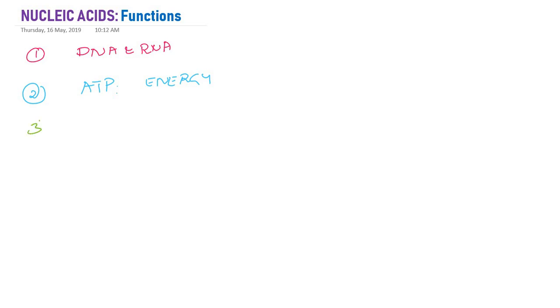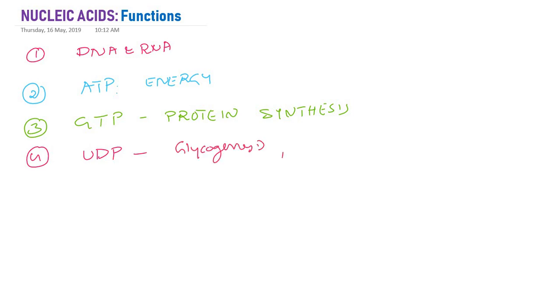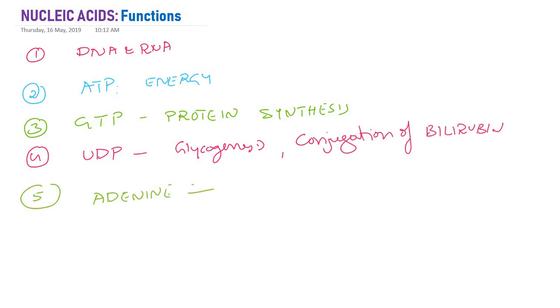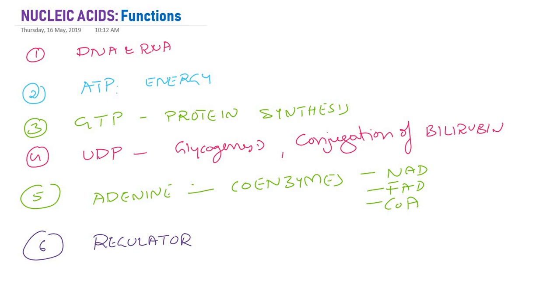We have GTP, which is required for protein synthesis. We have UDP, uridine diphosphate. It is required for glycogenesis and bilirubin metabolism, conjugation of bilirubin, and adenine is mainly required for many coenzymes. So these are the coenzymes which may require these nucleic acids. And also, last but not the least, they are regulators or modulators, especially cyclic AMP and cyclic GMP. So these are a few important functions of nucleic acids. In the next video I am going to explain the structure of DNA.